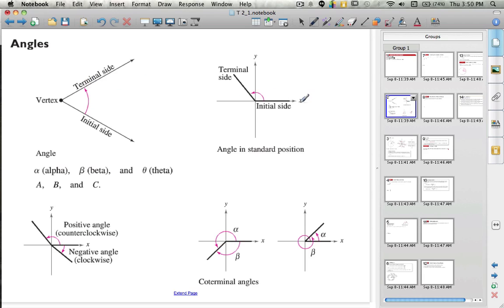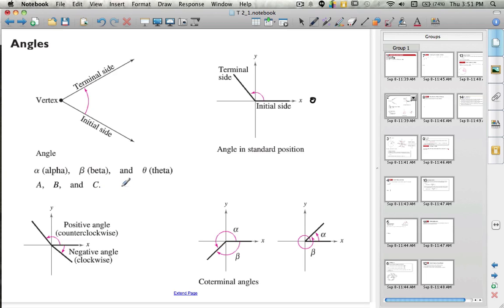And when we're in standard position, the initial side is here at what we would say would be 0 along the positive side of the x-axis, and the terminal side is wherever the angle is going to end. When we're talking about unknown angles, we normally use Greek letters like alpha, beta, or theta, or capital letters A, B, and C. So if you're working on a triangle, you would use capital letters for the angles and lowercase letters for the sides.